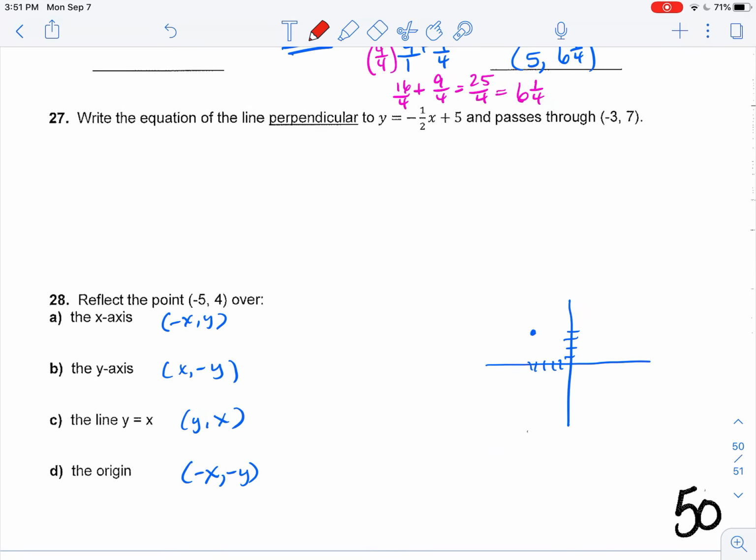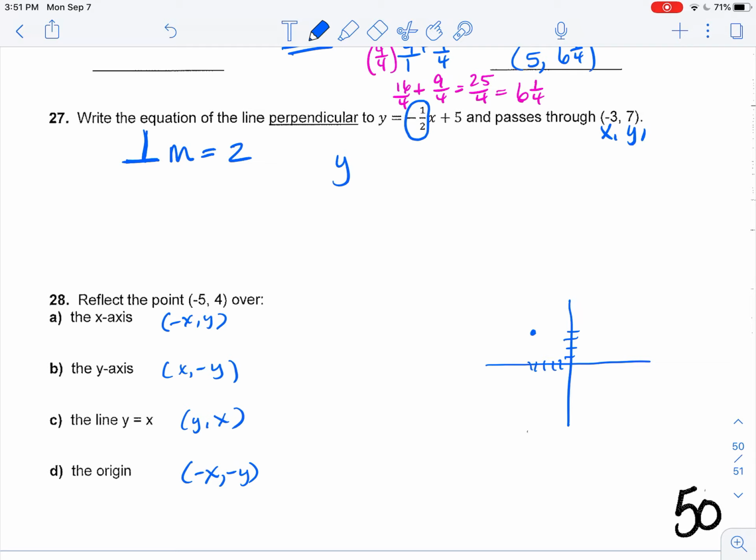All right, 27, write the equation of a line perpendicular. Perpendicular, opposite reciprocal. Here's the slope. It's already in slope-intercept form. So I'm going to flip it and negate it. So my slope, my perpendicular, and this upside down t represents perpendicular, is going to be positive 2.